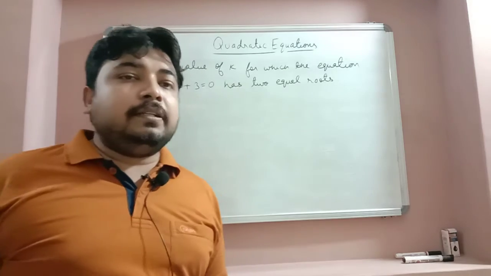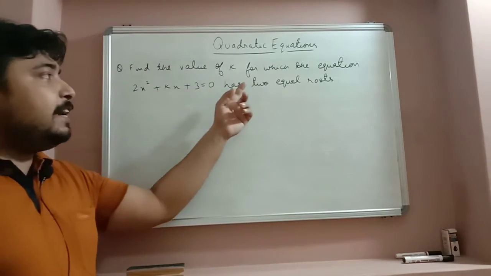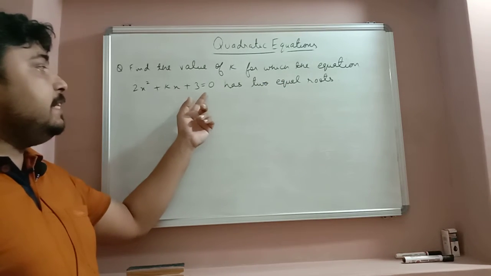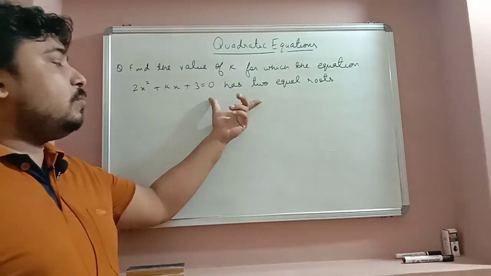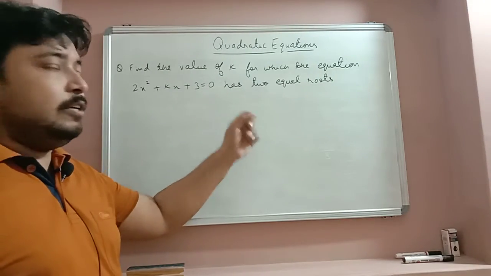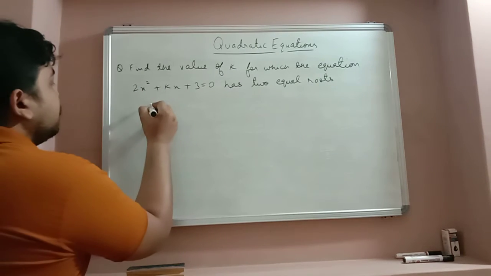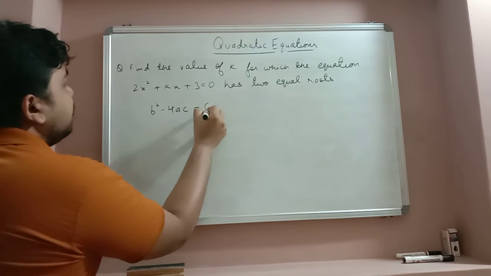Alright students, let's take up another question. The question says: find the value of k for which the equation 2x square plus kx plus 3 equal to 0 has two equal roots. So now in this question I'll use the condition of equal roots, and the condition for equal roots is b square minus 4ac, that is our d, must be equal to 0.